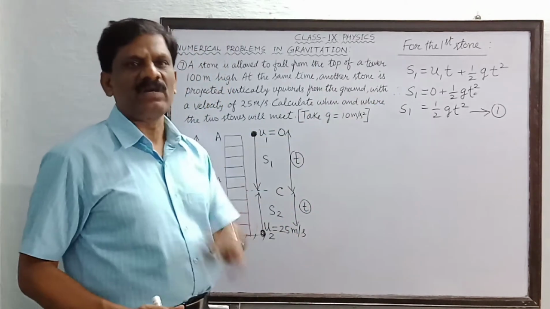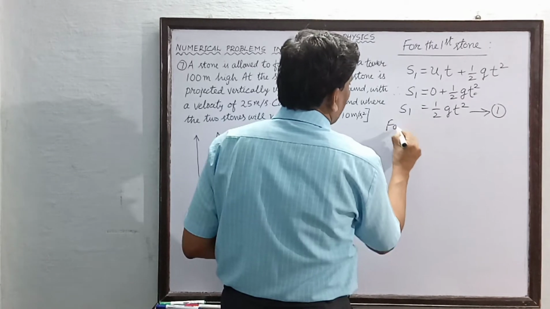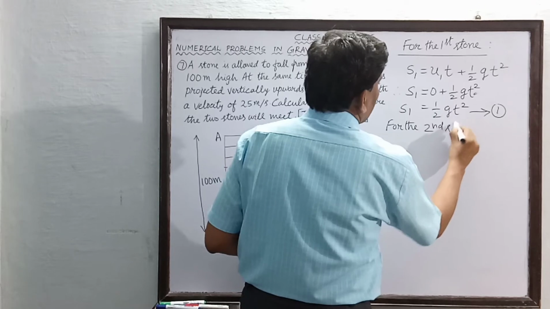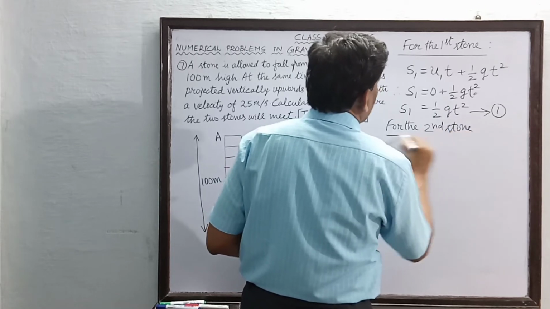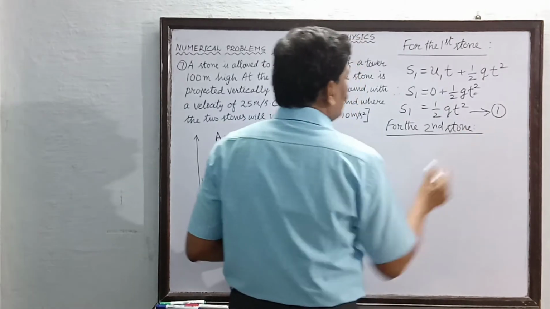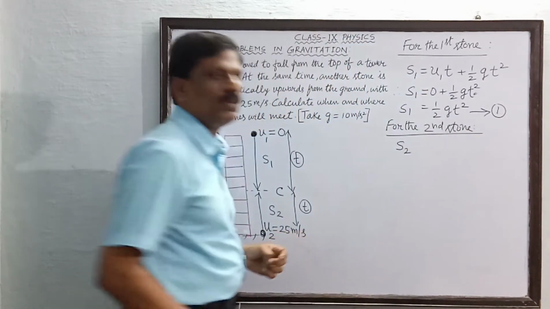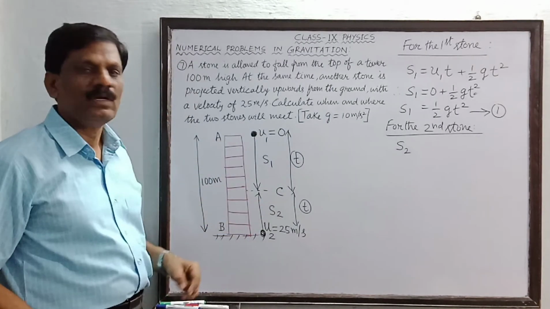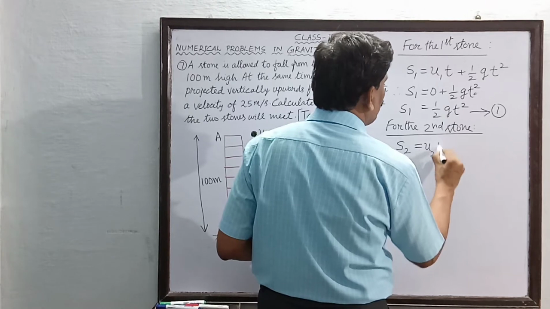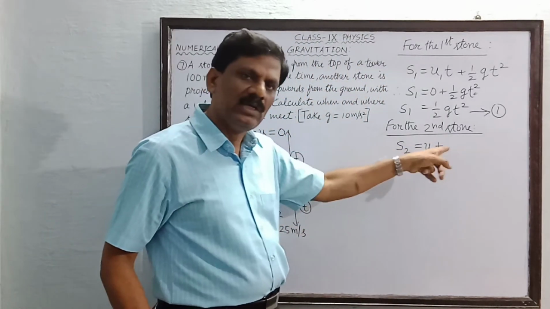Similar equation for the second stone. You write for the second stone. In which direction is the second stone traveling? It is traveling in the upward direction, is it not? So for the second stone, the distance traveled is S2. Okay, students, S2 is equal to u2 into t. Instead of ut, we have to substitute u2 into t.